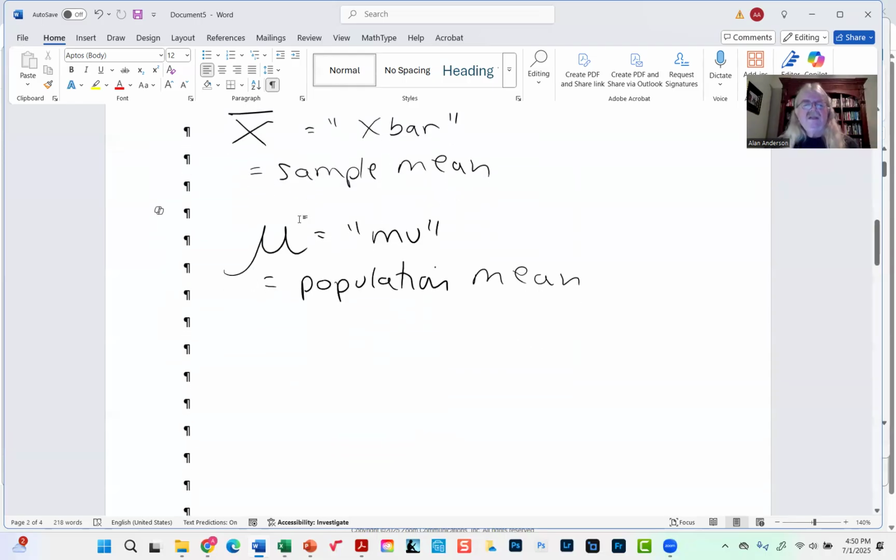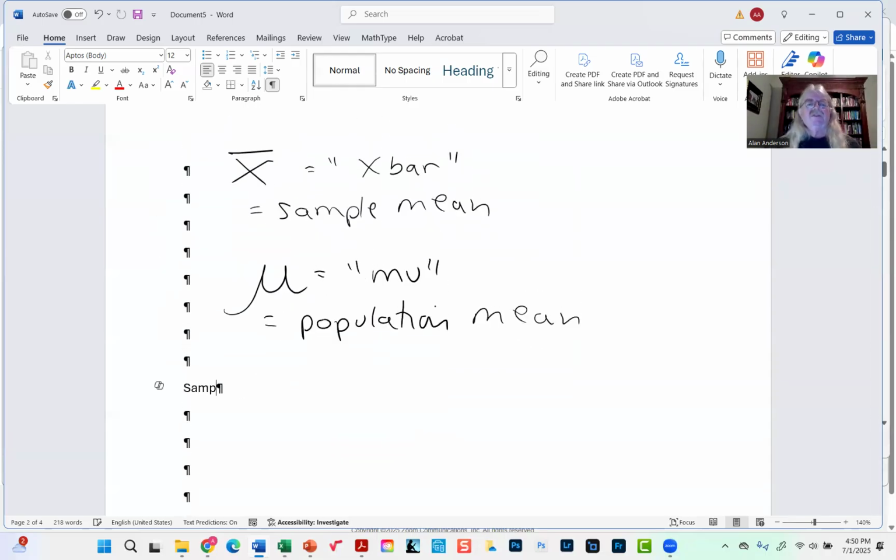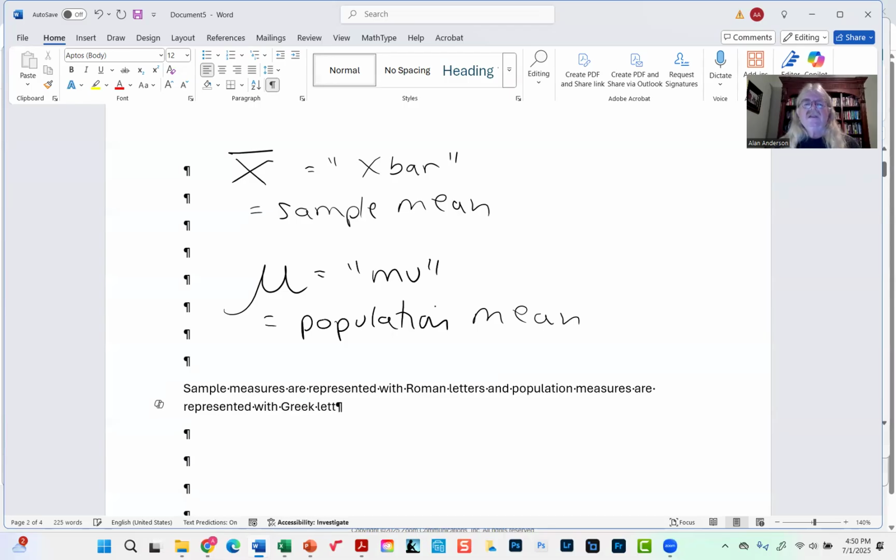So as a rule of thumb, sample measures are represented with Roman letters, which is our alphabet, by the way, and population measures are represented with Greek letters. That's the convention, okay? So that's how you can tell them apart. So here, the X bar is the sample mean, and mu is the population mean.